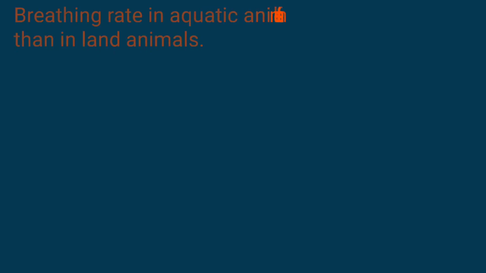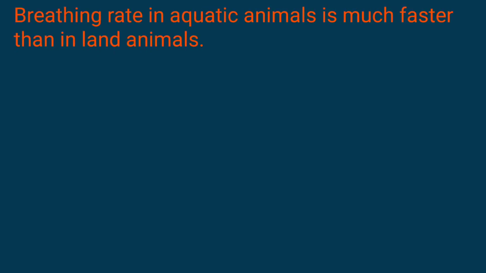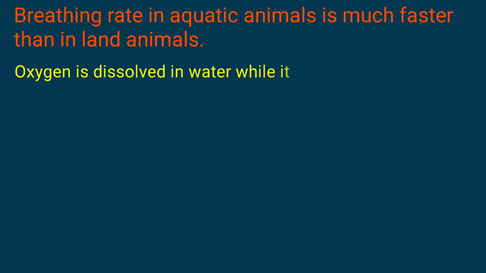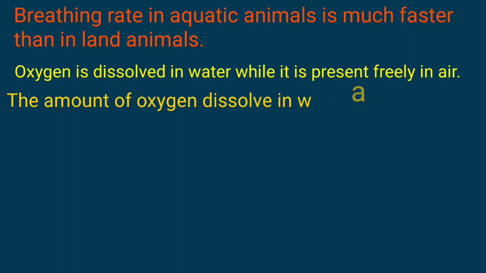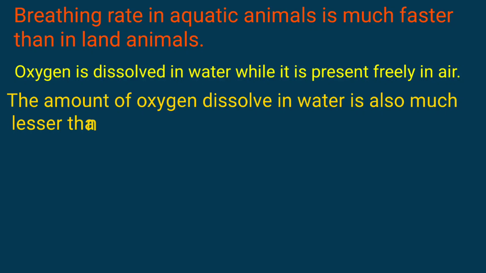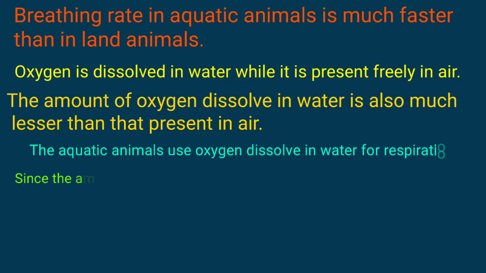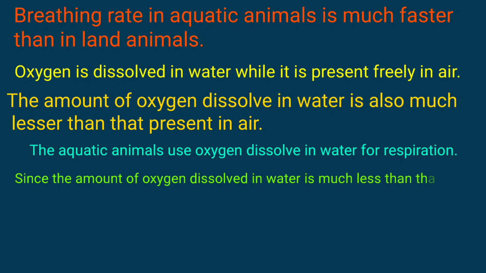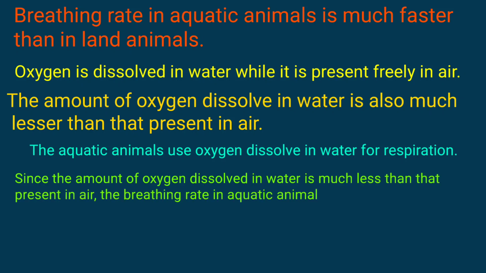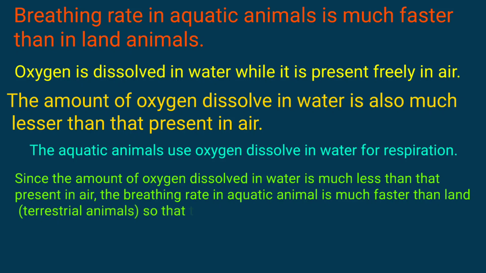Breathing rate in aquatic animals is much faster than in land animals. Oxygen is dissolved in water while it is present freely in air. The amount of oxygen dissolved in water is also much lesser than that present in air. The aquatic animals use oxygen dissolved in water for respiration. Since the amount of oxygen dissolved in water is much less than that present in air, the breathing rate in aquatic animals is much faster than in land animals so that they can get the required oxygen.